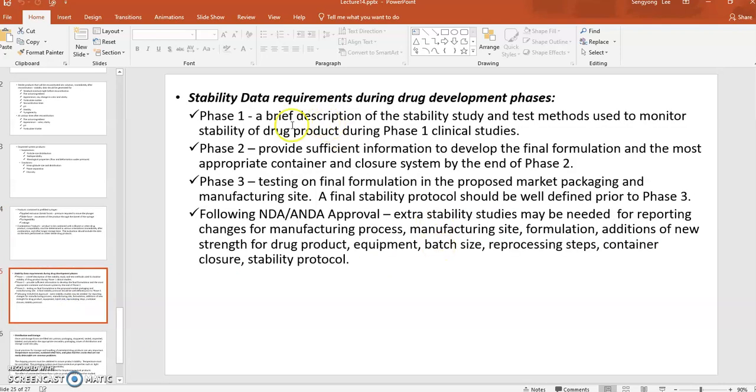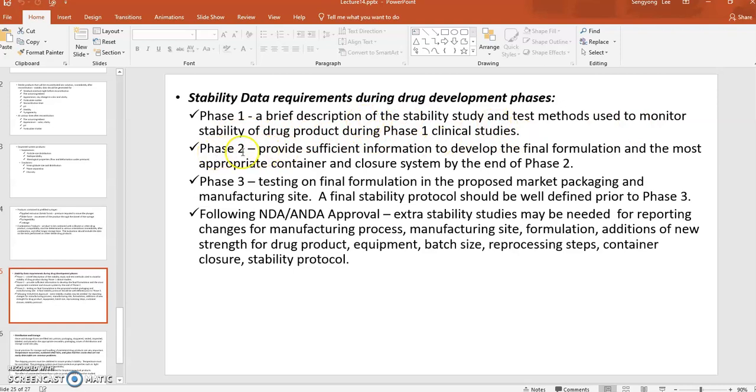Okay. Stability data requirements during drug development phases. Okay, phase 1, a brief description of the stability study and test methods used to monitor the stability of the drug product during phase 1 clinical trials. Brief description is needed.